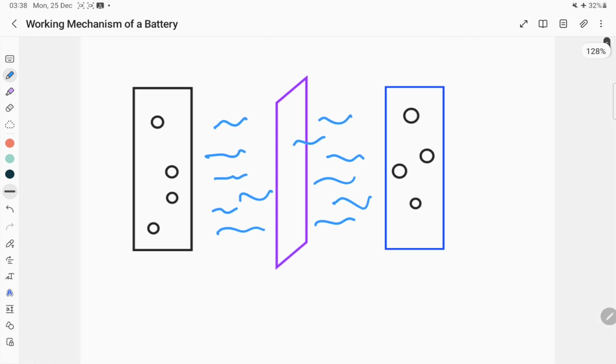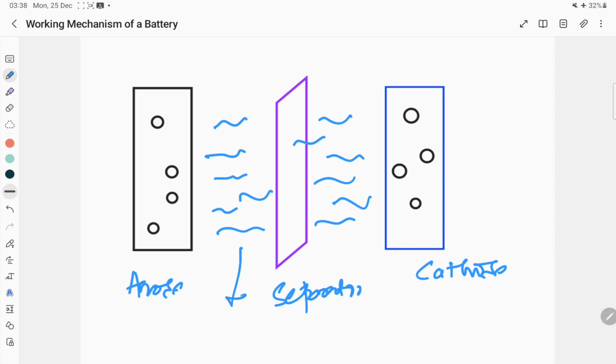I'm not particularly explaining a specific battery. Broadly speaking, let's say this is an anode, and on the right side we have the cathode. But people might be inquisitive, what is this thing in purple in the middle? This is a separator, and this is an electrolyte.